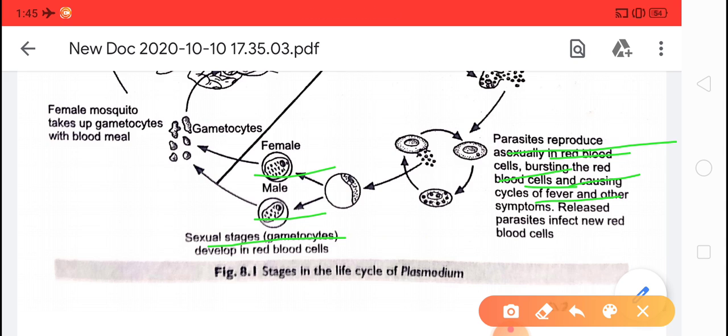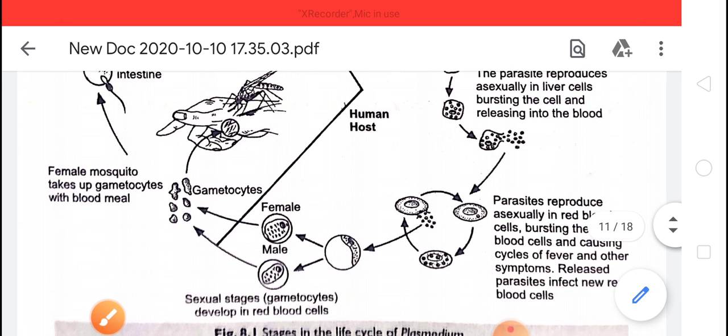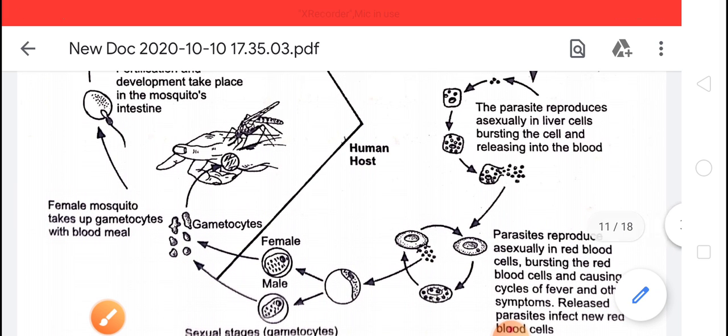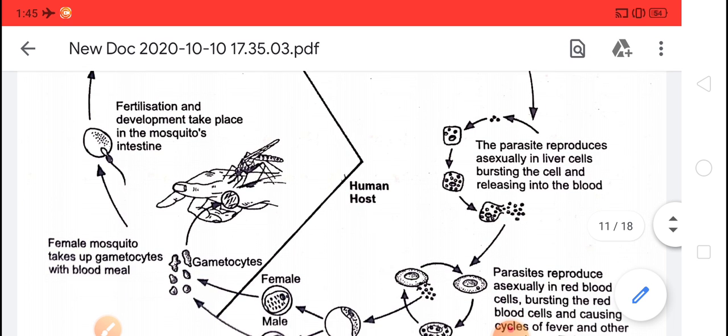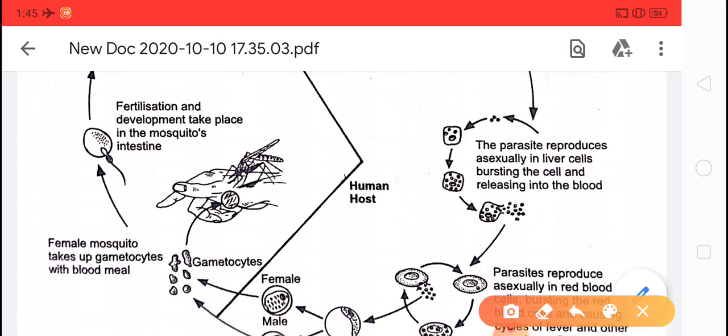If any other mosquito, which does not carry the Plasmodium, bites this human, then this female Anopheles takes the gametocytes from the affected human, and these gametocytes fuse together in the mosquito intestine.